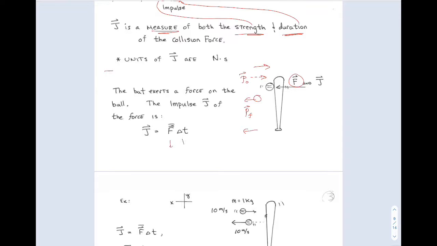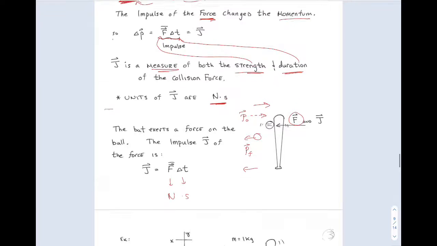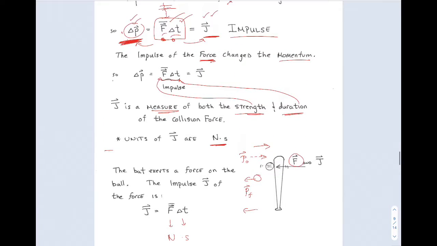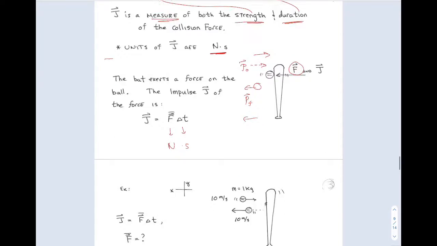So impulse has units of force times time. Well, force is Newton, time is second. So the units of impulse are Newton seconds. But look up here. This says that change of momentum and impulse are the same thing. Well, why don't they have the same units?